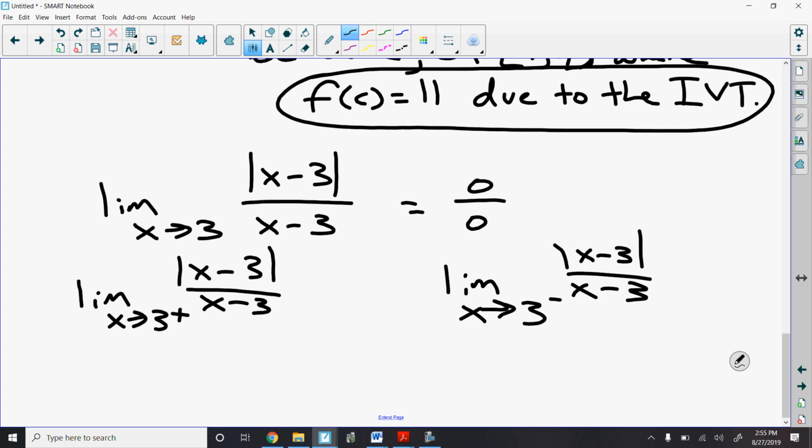What happens when I plug in 4? I'll switch colors. If I plug in 4, I get 4 minus 3 over 4 minus 3. On top I get 1. The absolute value of 1 is 1. And on the bottom I get 1. So this is going to 1. Let's try it with a number a little bit closer to 3, but still on the right side, 3.5.